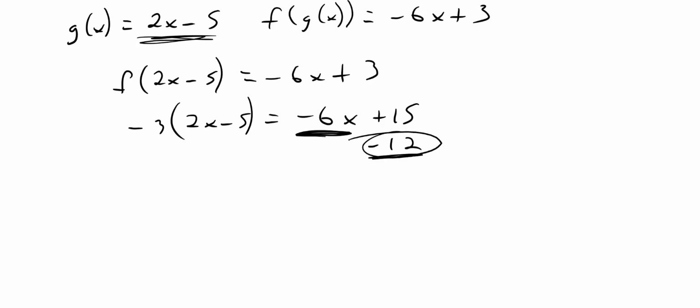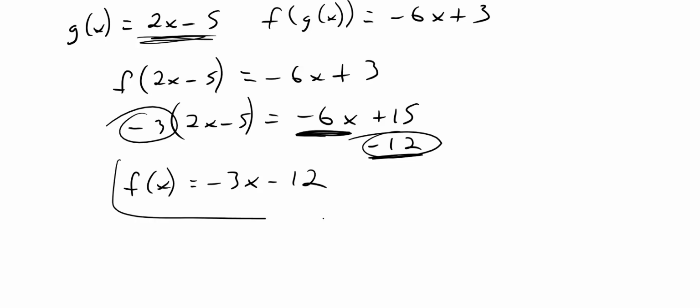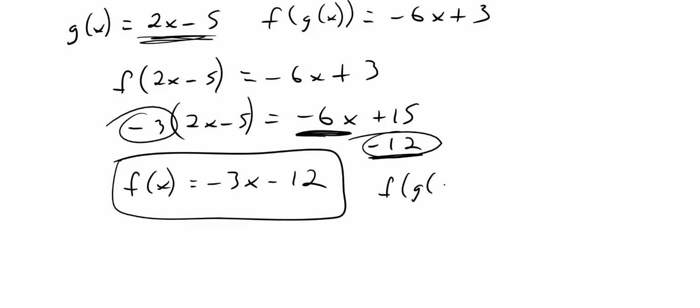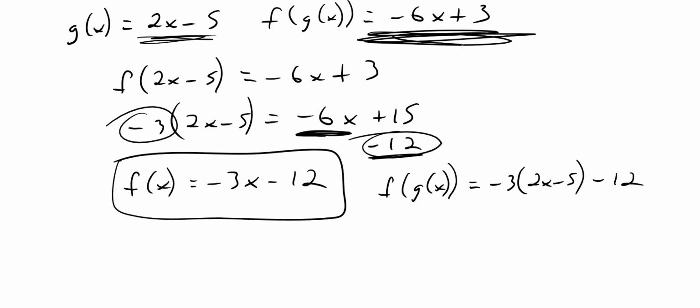Okay, so here that's that part and that part. So I have to multiply the thing by negative 3. So basically f of x, I have to multiply it by negative 3 and subtract 12. Okay, so that's your answer. Not bad. Okay, so again, let's do a little quick check here. So f of g of x, I take the g of x again, which is 2x minus 5. So negative 3 times 2x minus 5, and then minus 12. And that should give me negative 6x plus 3. So negative 6x plus 15 minus 12.